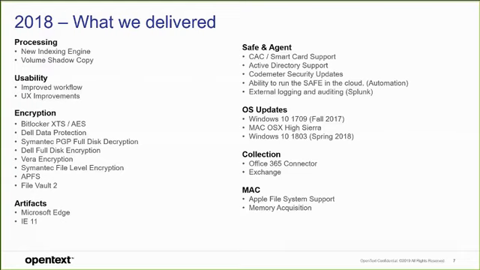EnCase essentially is taking bit by bit and recreating that evidence for you and making it available as part of the case. So that's all about volume shadow copy. Encryption. Well, we pride ourselves on staying on top of encryption technologies. And as you can see from the list, we did quite a bit of work, from supporting BitLocker XTS-AES on Windows 10 to APFS and FileVault encryption technologies on the Mac.